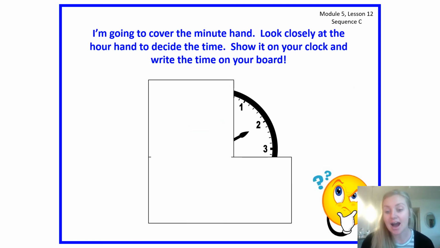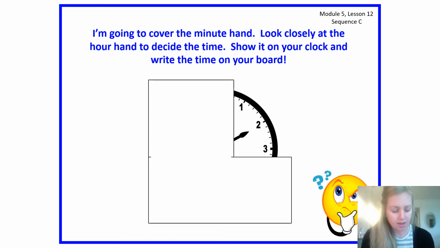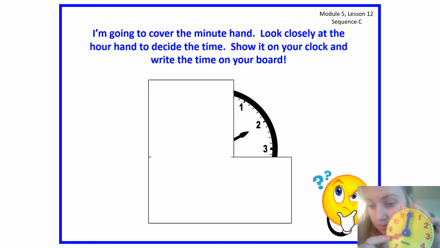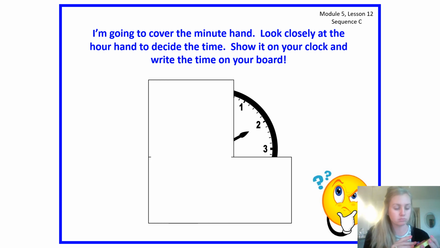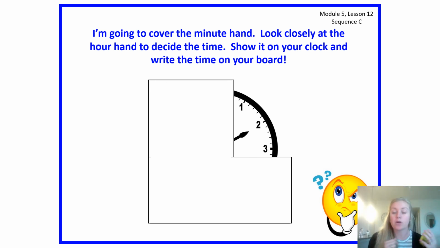Now, I'm totally going to trick you. I'm going to cover the minute hand, and you have to tell me what the time is based on the hour hand. Okay, so look at the hour hand. If the hour hand is pointing directly at the number, then we know it's that time o'clock. If the hour hand is not pointing directly at the number and it's in between two numbers, we know that it's that time 30. If it's pointing directly at the number, we know it's that time o'clock.